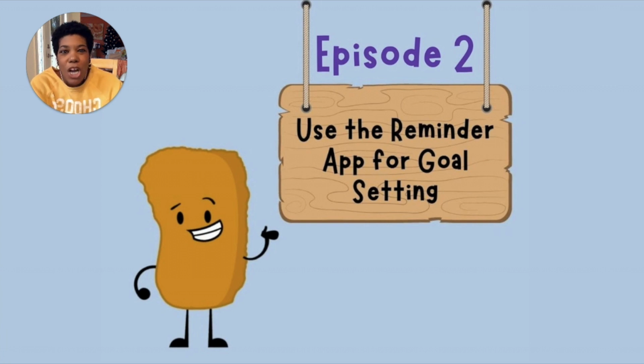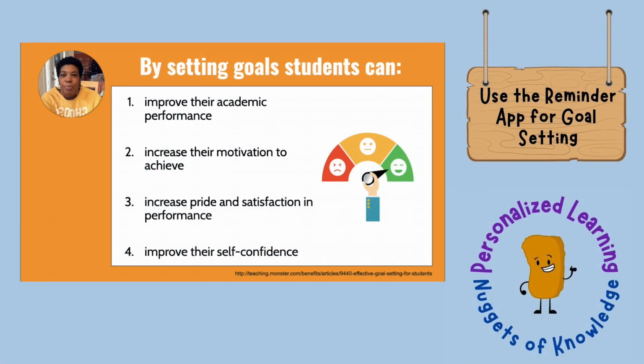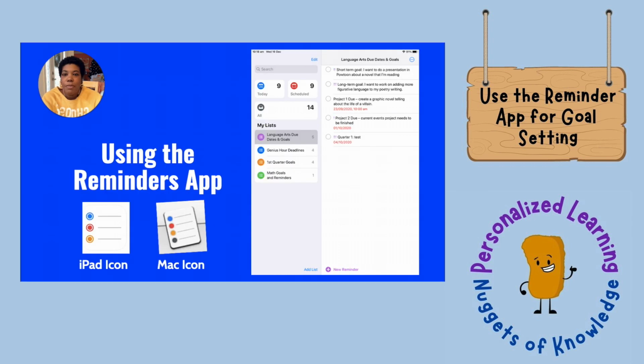This week we're going to be talking about using the Reminder app for goal setting. So by setting goals, students can improve their academic performance, they can increase their motivation to achieve, they can increase pride and satisfaction in performance, and they can improve their self-confidence. And January is a great time to have students reset themselves and set new goals.